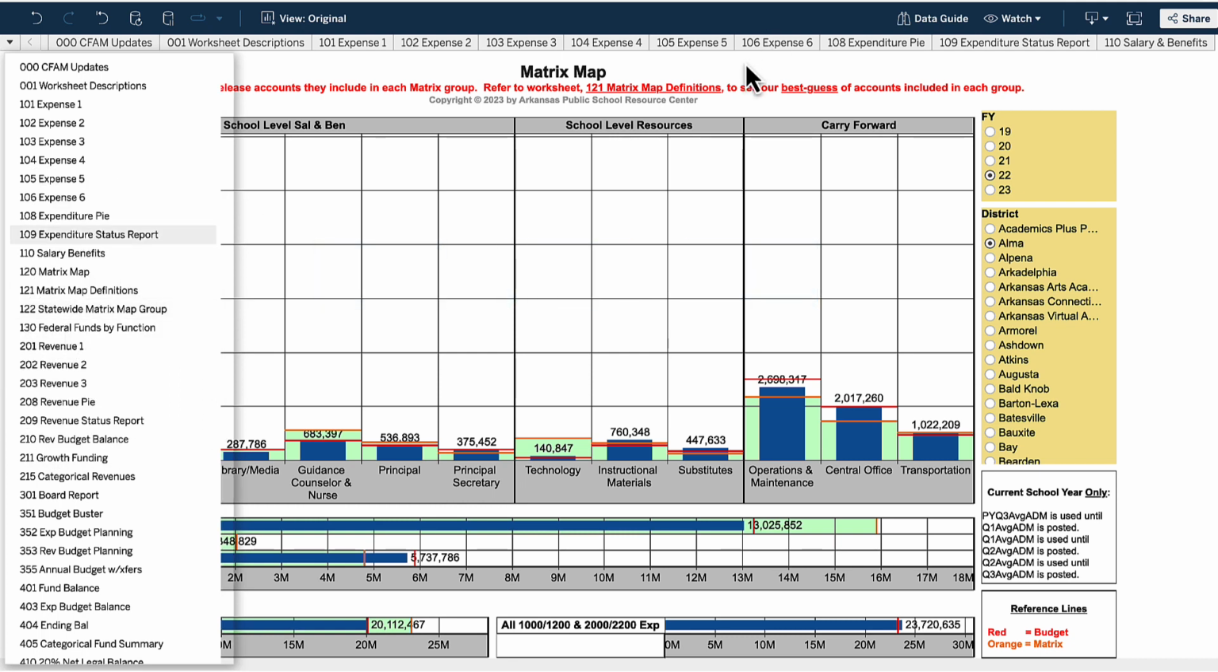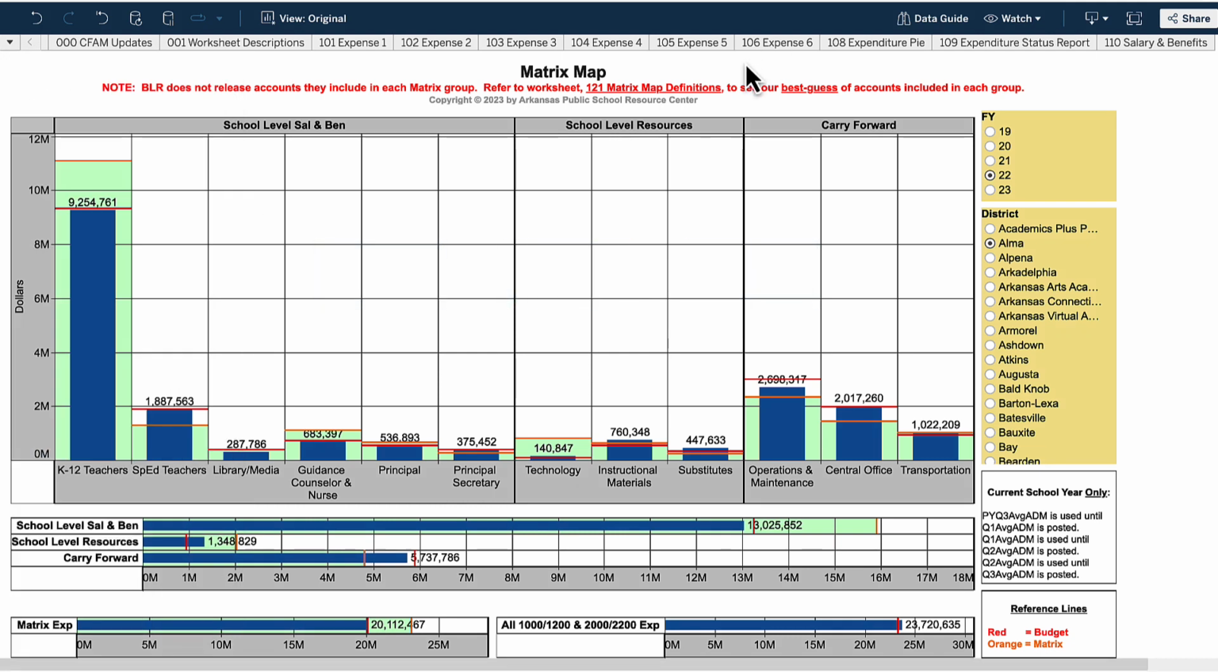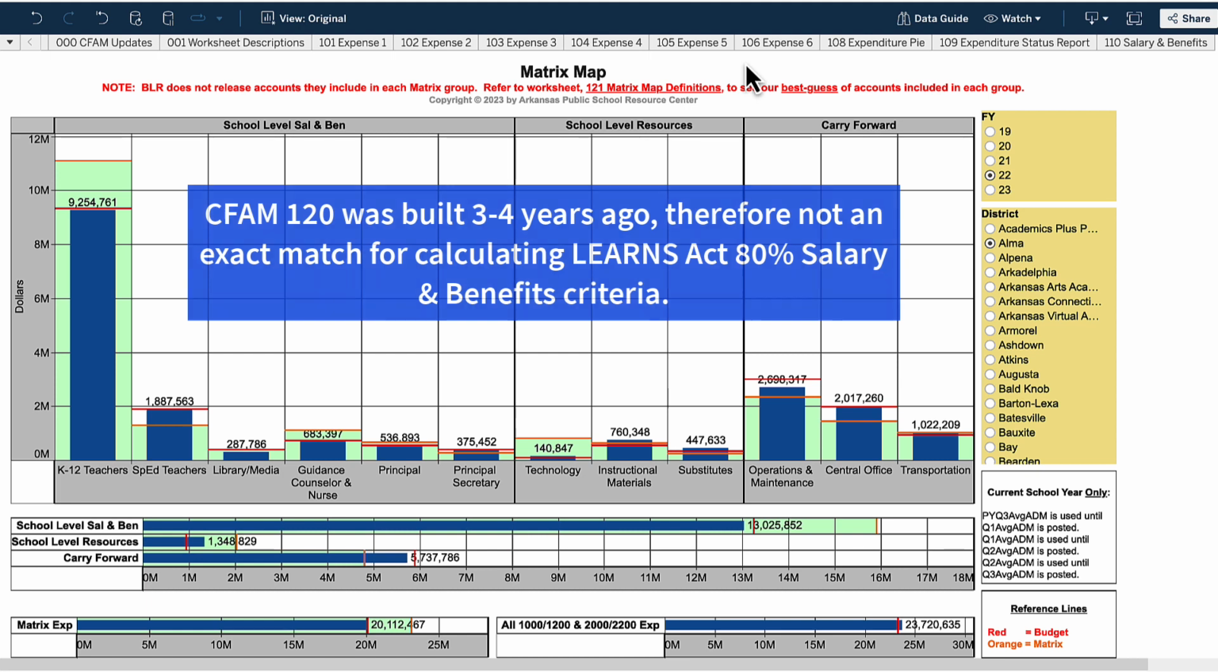The matrix map was created about 3 years ago, and I know we've had a lot of hits on this worksheet in the last few months due to the LEARNS Act and schools trying to make some kind of guess with regards to the 80% expenditure for school salaries in the matrix requirement that's there. However, this worksheet was not built recently, and so it was not actually designed for calculating that 80% expenditure requirement for spending 80% of what's in school level salaries and benefits in the matrix.